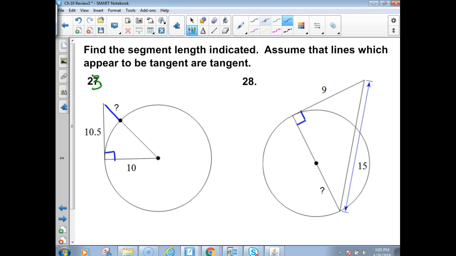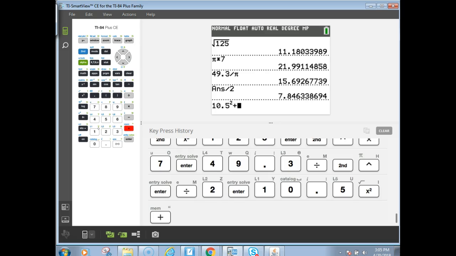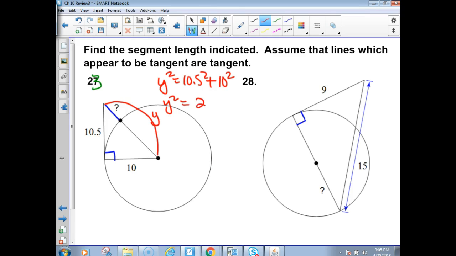All right. I can find this entire hypotenuse using the Pythagorean theorem. So I'm just going to call this y. So y squared would equal 10.5 squared plus 10 squared. So grab your calculator and get those numbers squared and added. Okay, I'm going to write the whole thing down to 10.25. Take the square root of it.